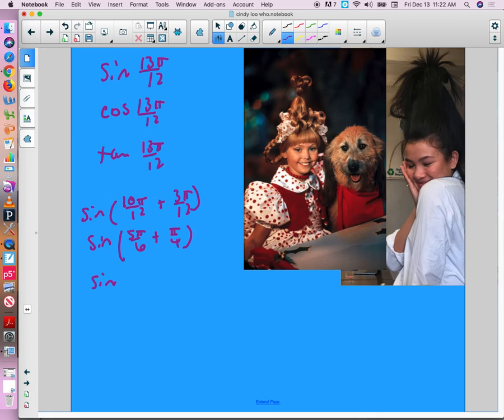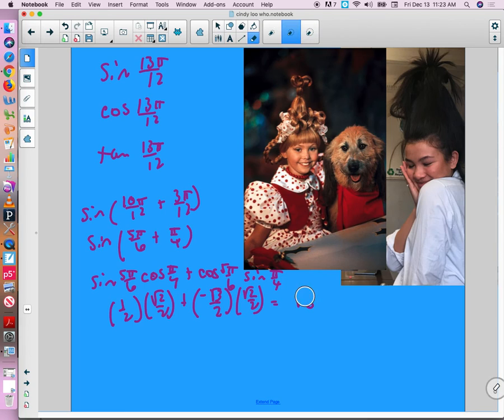So I could say sine of A cosine B plus cosine A sine B. Sine of 5 pi over 6. You do have to think about all of your signs. Are they positive or negative? That would be 1/2 times root 2 over 2. Cosine of 5 pi over 6 is negative root 3 over 2. Sine of pi over 4 is root 2 over 2. As expected, I'm going to get some form of square root of 6's and square root of 2's. This one's going to give me square root of 2 minus square root of 6 all over 4.